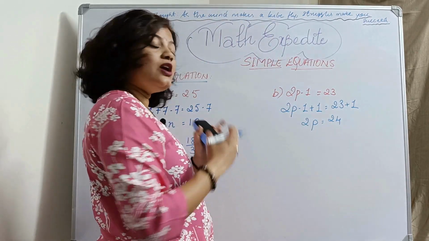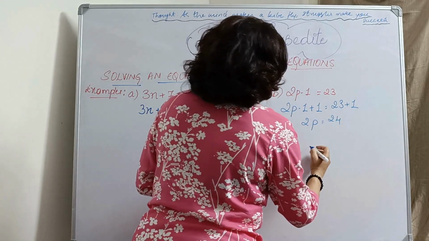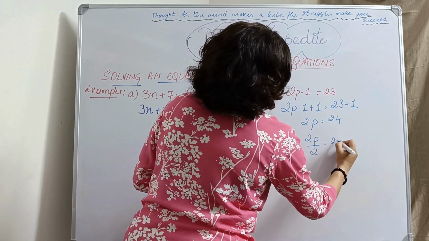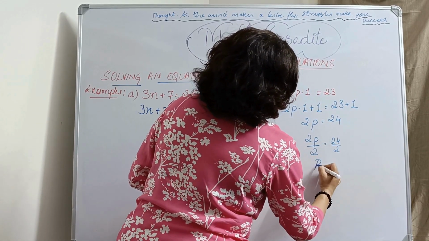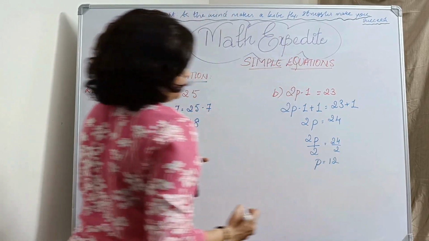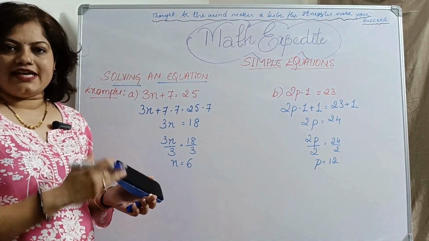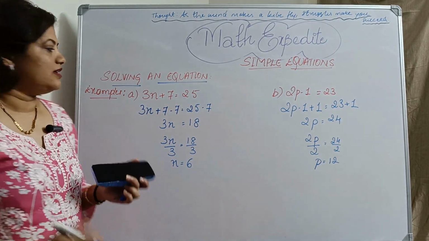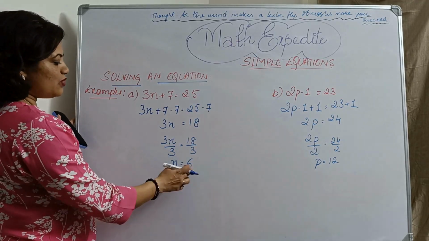Now to get only p, how do I reduce this? I will divide both the sides by 2. So I will get 12. Whatever solution we get, we can verify by substituting the answer. So here you can see n is equal to 6.